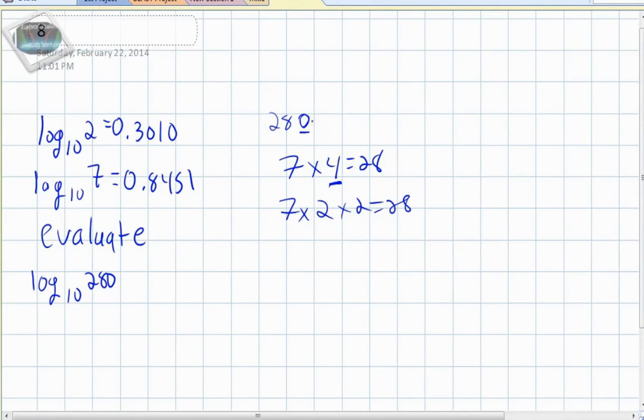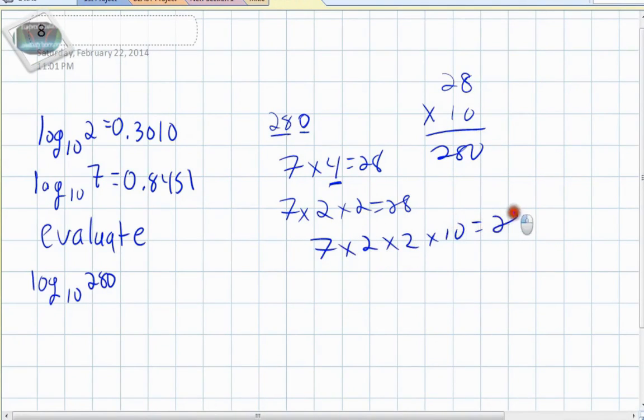So then that makes up the first part here, but then also we need the 10. So the thing that I'm trying to show you here is that 28 times 10 is equal to 280. Okay, and then so 7. Oh, sorry. So then 7 times 2 times 2 times 10 equals 280. So we're going to use this right here.